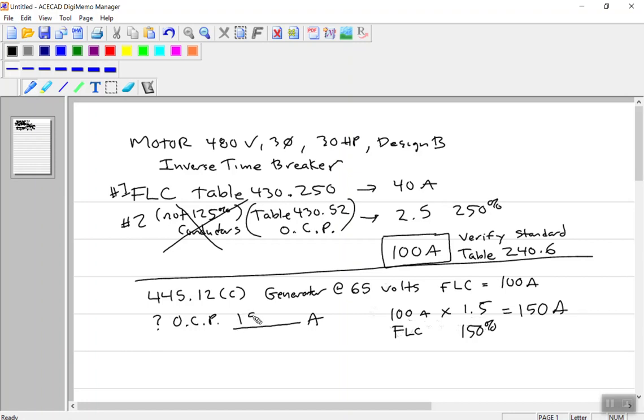So correct answer, 150. Make sure you put a box around that thing. 150 amps in your notes for that generator. Very important that we get our notes correct. So, like I said, there's a ton of different types of questions they could ask.